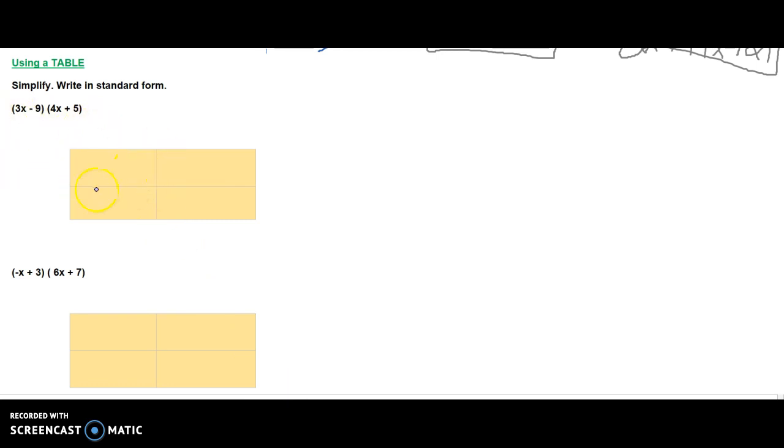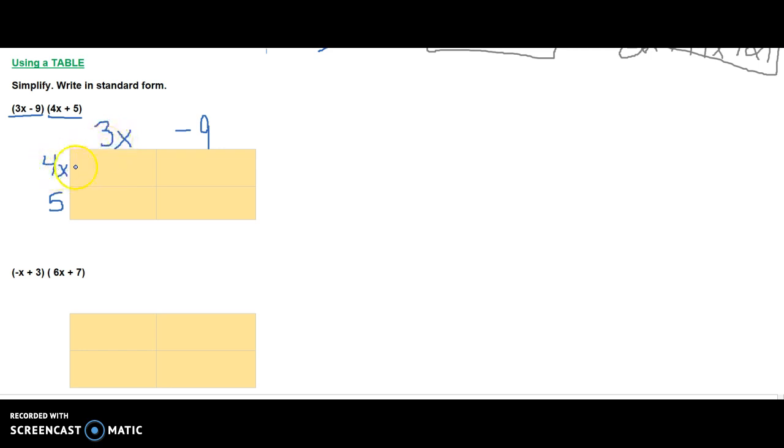You can make a table with 4 boxes. The first binomial goes on the top, so 3x minus 9 in each column. And the second binomial goes down the side, 4x plus 5. What you're going to do here is look at the boxes and multiply the two that come together.